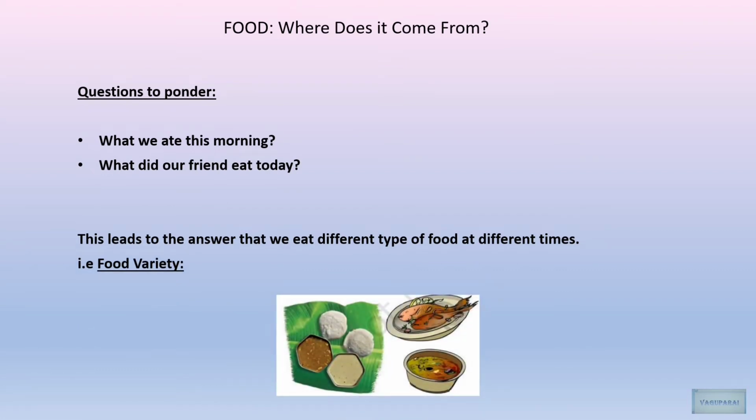Before getting into the chapter, let's ask two questions to ourselves. What did we eat this morning and what did our friends eat today? When we ask this question to ourselves, we get different answers at different times. We would have taken some types of food in the morning, some in the afternoon and some for dinner. So these different types of food are called food varieties.